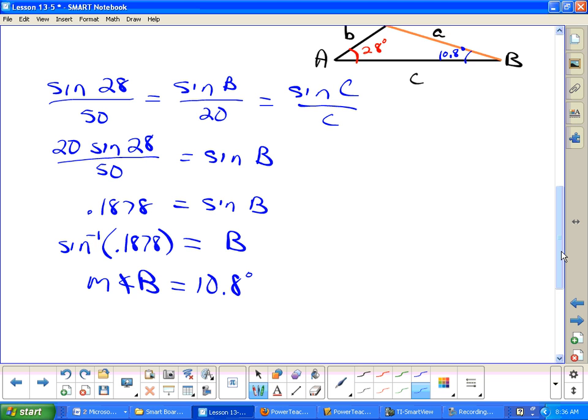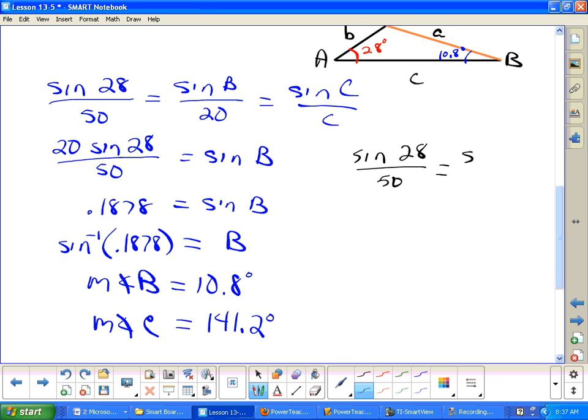So let's see, 28 and 10.8 would be 38.8, right? So that means the measure of angle C is equal to what? Okay, 141.2 degrees, right? Because the three angles have to add up to 180 degrees. So then we're going to find side C. So the sine of 28 over 50 will equal the sine of 141.2 over side C.